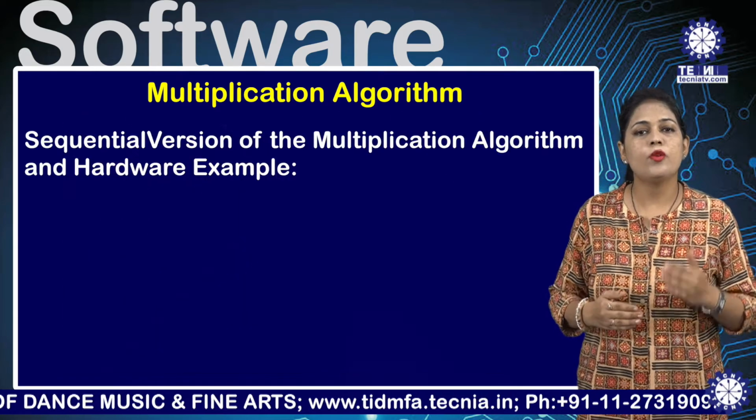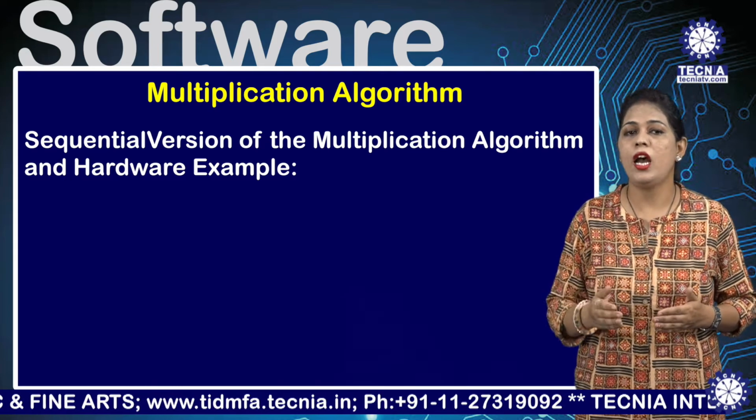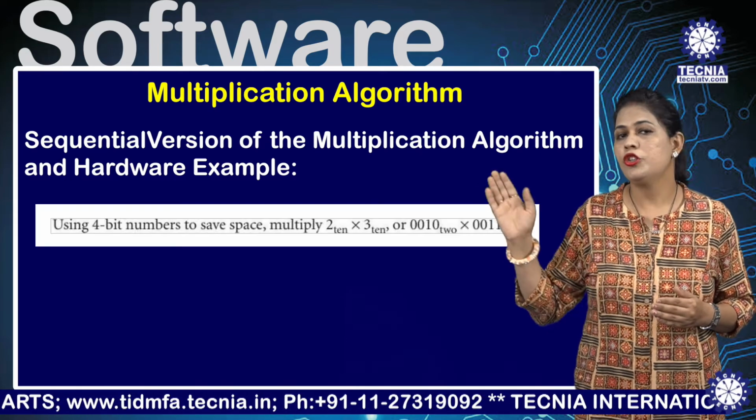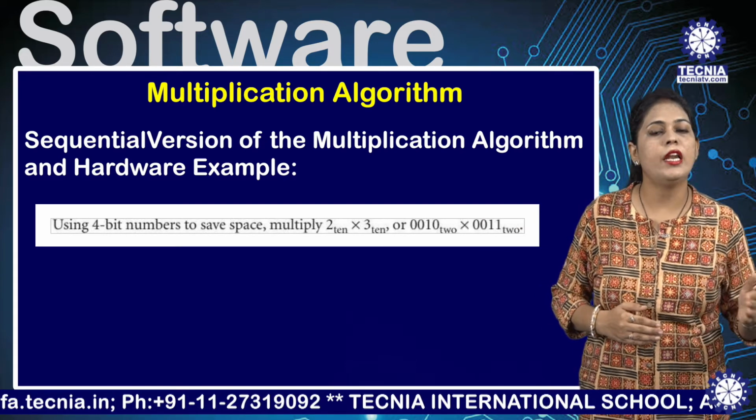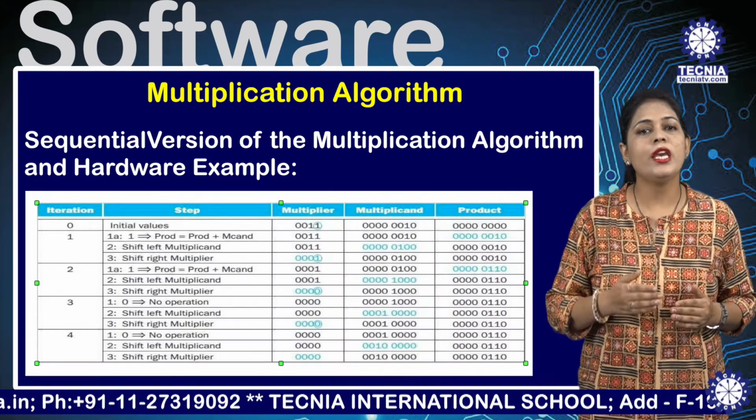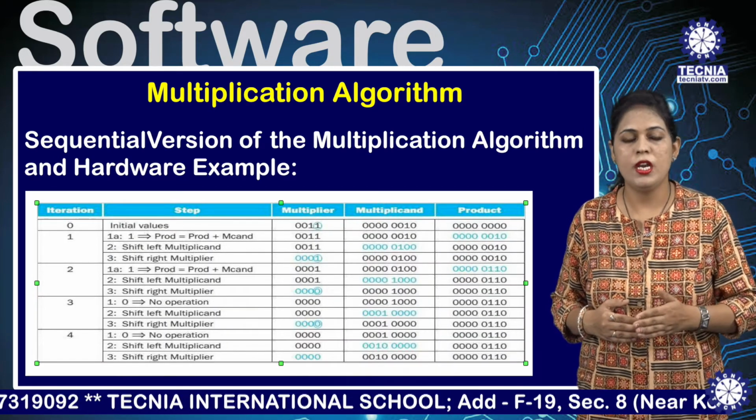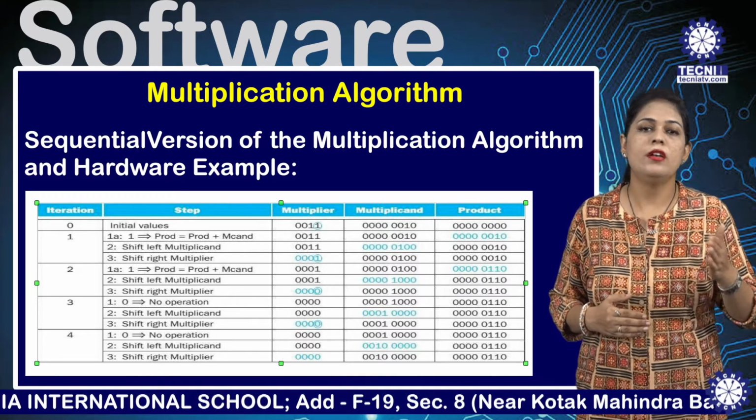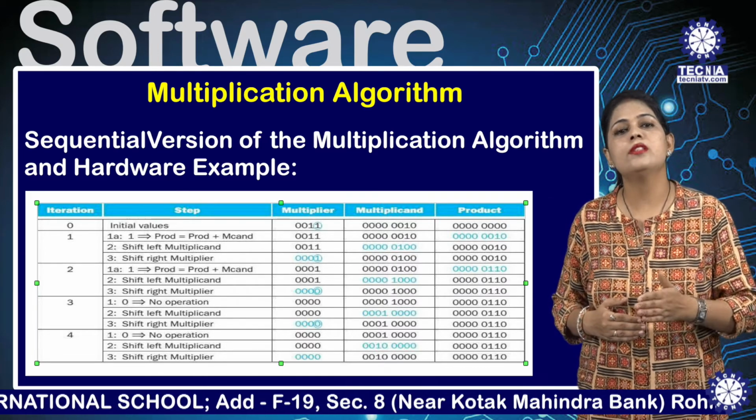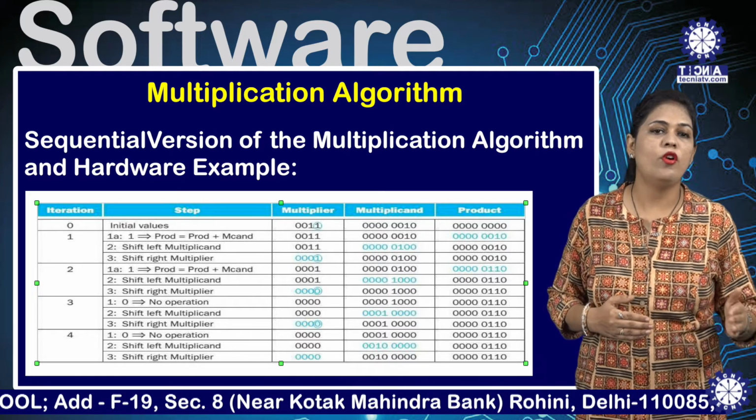Next is the sequential version of the multiplication algorithm and hardware. Example shown in this diagram. Step by step, follow the multiplication algorithm. As you see in this diagram, there is a multiplier, multiplicand and product, and this is done by the multiplicand multiplied with the multiplier and added to the product, and all these steps are followed as shown.